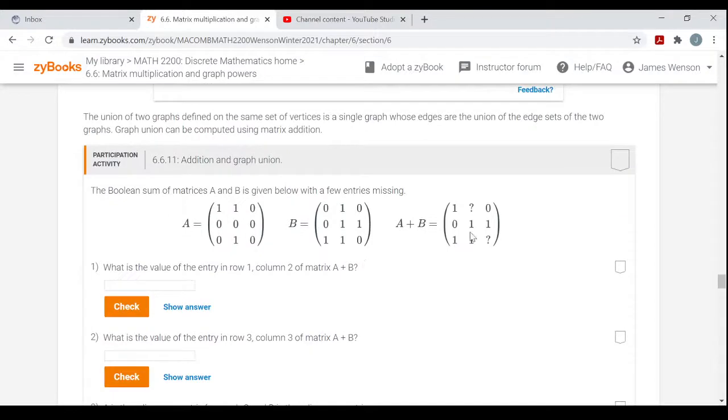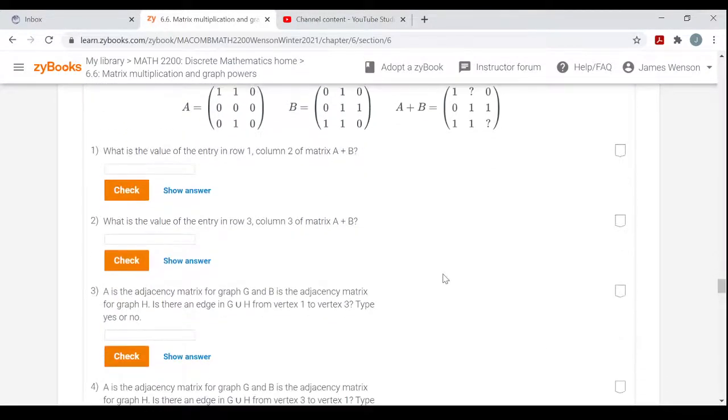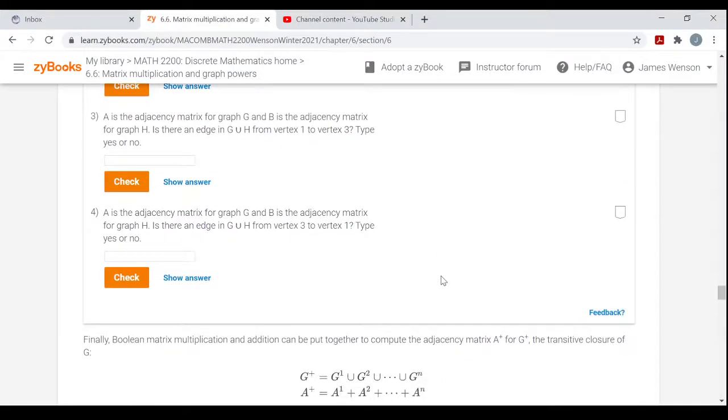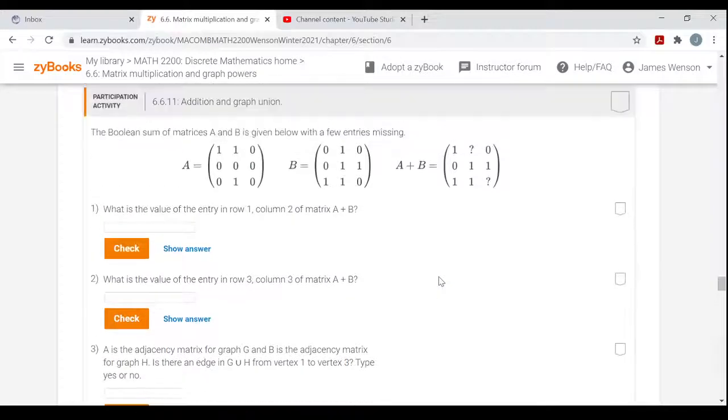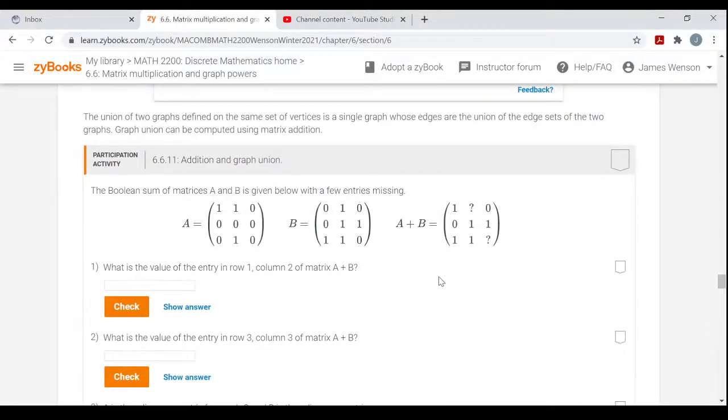So, got an example here. All right. So what I'm going to do is I'll show you an example where I'll make the graphs corresponding to these adjacency matrices, and we'll look at the sum.